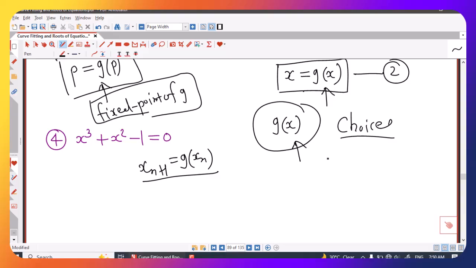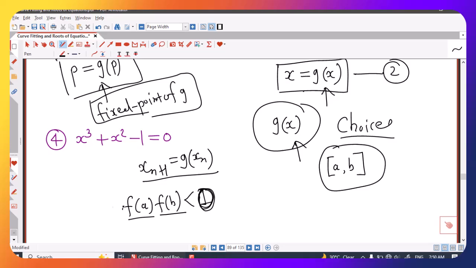For that, first we have to determine the interval [a, b], and this interval can be determined by evaluating function f at certain points and finding those points a and b for which the function has opposite signs, that is f(a) times f(b) is less than 0. Now after selecting the interval in this way, we will check that this condition is satisfied, that is the value of g(x) also lies in the closed interval [a, b] for every x in the closed interval [a, b].